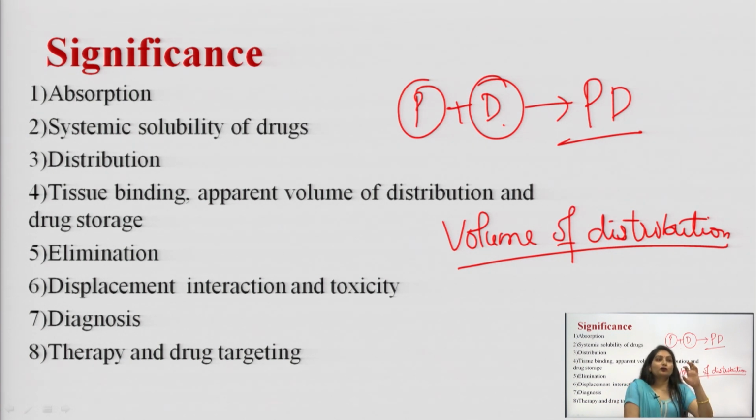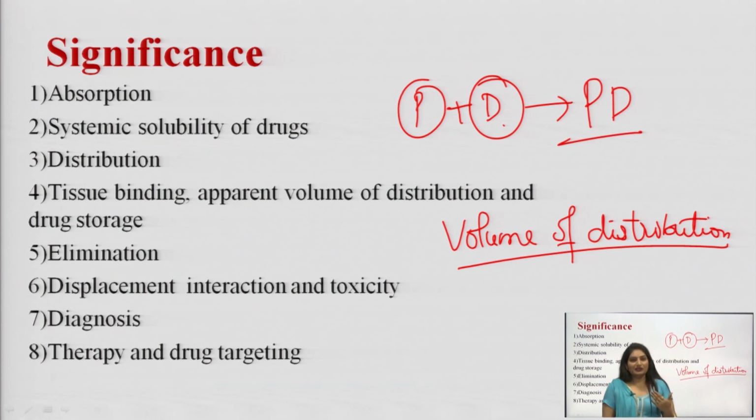Okay. If the size of protein bound drug is high, then it cannot cross the cell membrane and its distribution will be restricted, and due to this restricted distribution, the volume of distribution will be very low or the tissue distribution will be very low. Next is the tissue binding, apparent volume of distribution and drug storage. So, the drug protein binding also has application in case of tissue binding, apparent volume of distribution and drug storage. As I have told you, if the protein binding is high, its volume of distribution will be less.